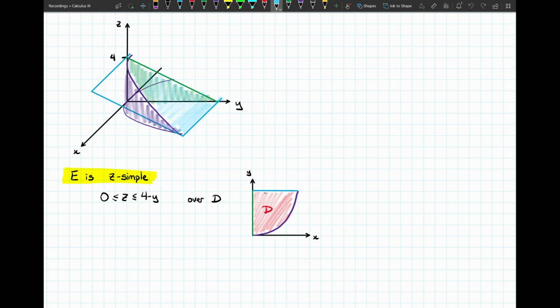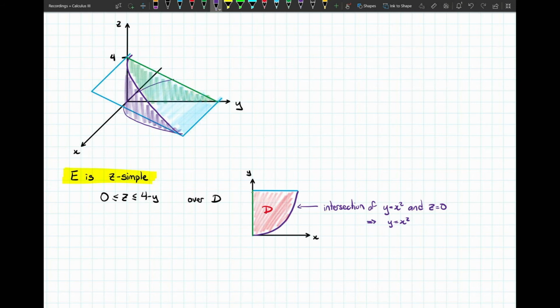But let's see if we can come up with the equations of these three curves. The purple curve might be easiest. We already visualized that parabolic cylinder as simply just a parabola on the xy plane. That's all this is. It's just the intersection of that parabola, y equals x squared, and the xy plane, which is z equals 0. So the equation of that particular curve is y equals x squared.